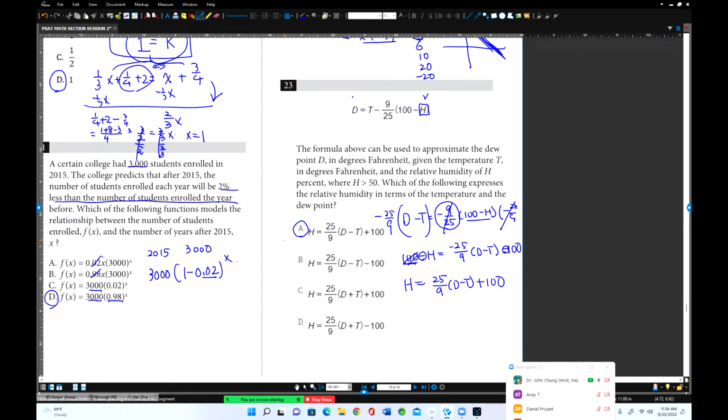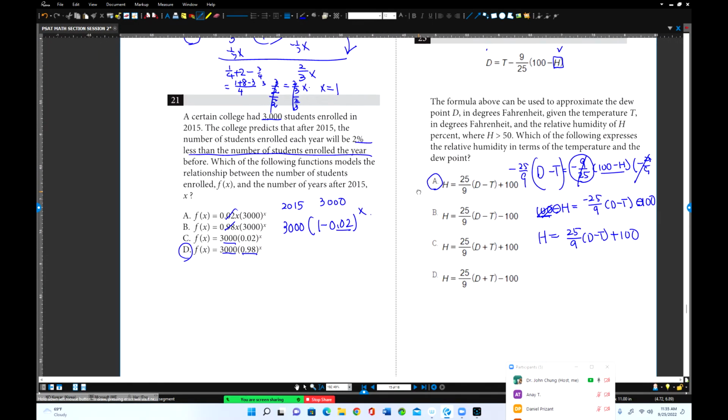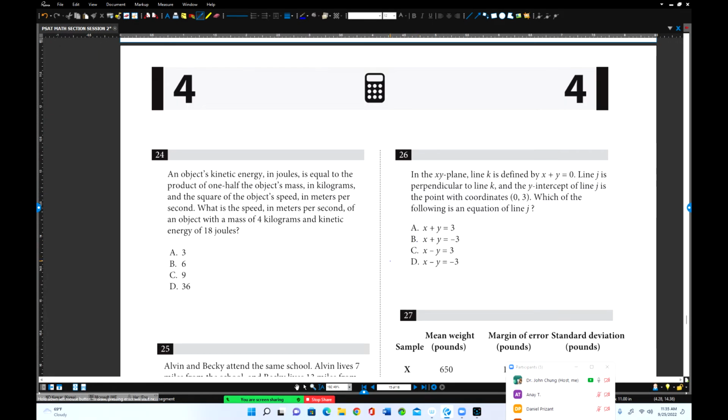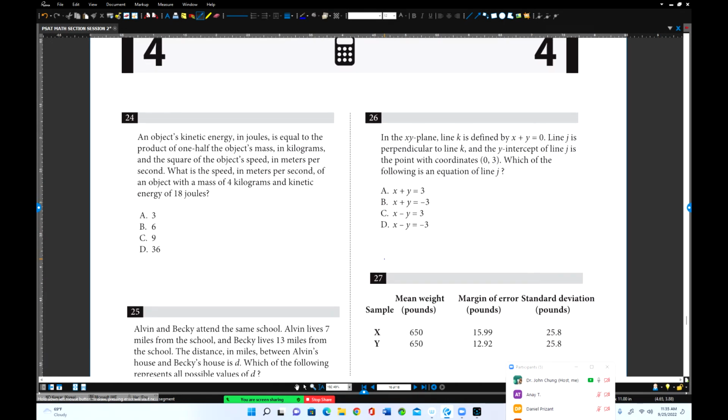Already we take care of that: the variable far away from the letter we want to isolate. Try number 24.